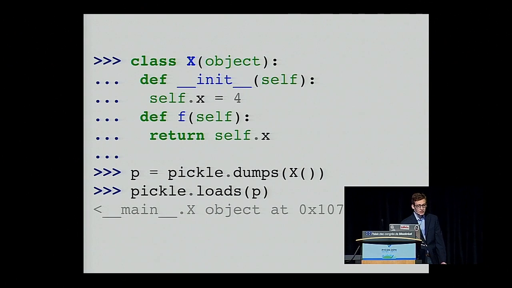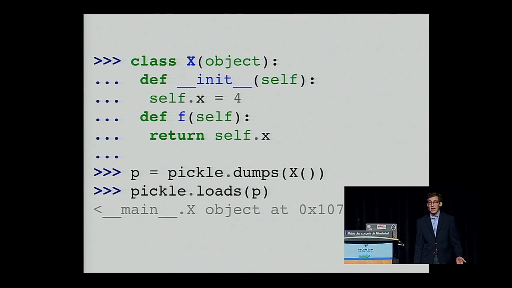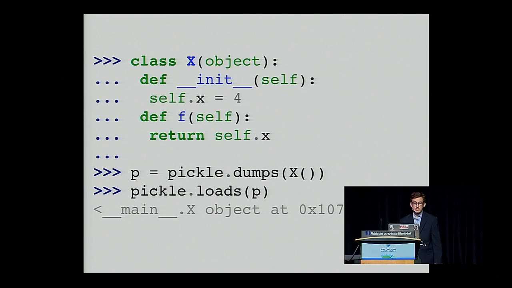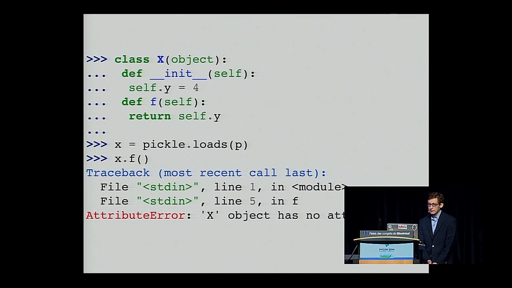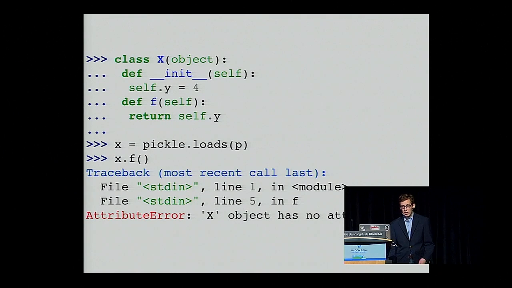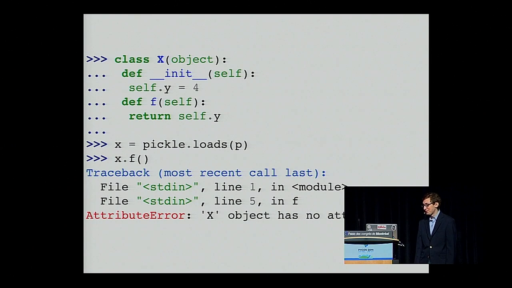But what if we have a slightly more interesting case? We have a new class. It's got an instance attribute x. Its value is 4. It's got a function f that just returns the value of x. So we dump it. We load it up again. We can see we've got an instance of X. It's not very exciting. Then some maintenance happens to our code base. Something changes. Now x becomes known as y. We still construct it with the value 4. f now returns the value of y. We try to load our pickle, and suddenly X has no attribute y.